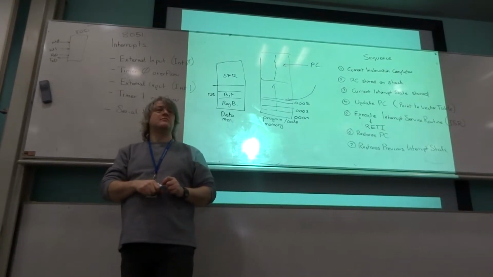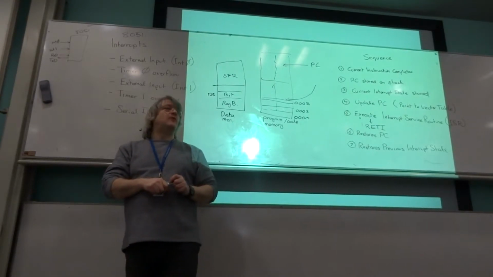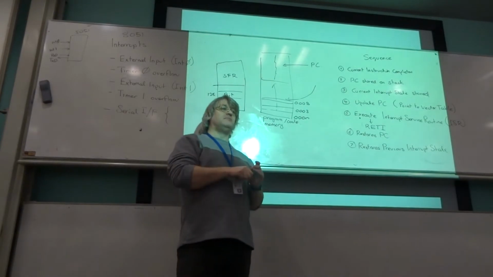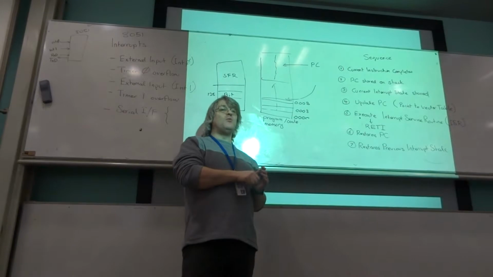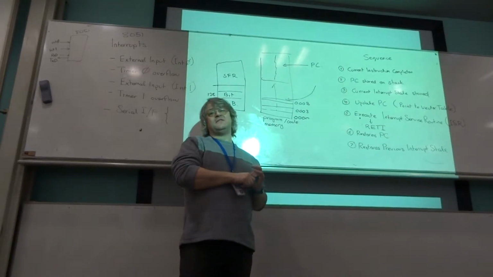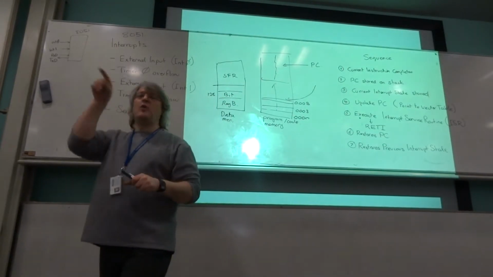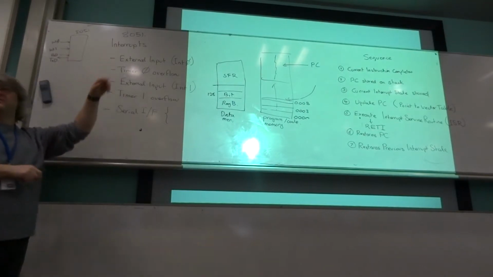If you don't set them, what are they by default? By default, they're all switched off. There are no interrupts at all. So unless you specifically want interrupts, the 8051 won't do anything. You have to manually go in and say, I want to enable a particular type of interrupt.